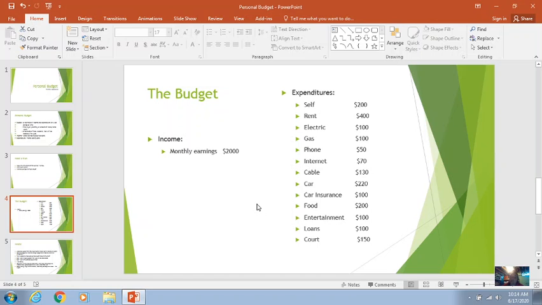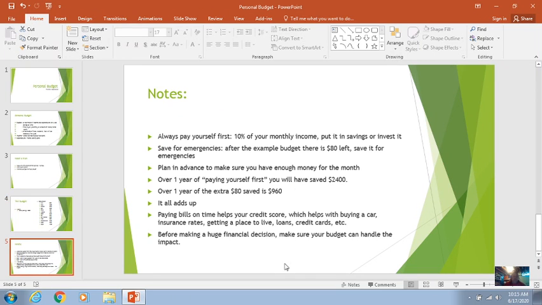Loans, maybe I have student loans or a different type of a loan that I have to pay off, or any kind of court costs. So make sure that you have everything that you need to pay out listed and how much you need to pay on that. That was a budget. It's pretty simple. I take what I've earned and I subtract all of the things that I need to pay out of it. And at the end, I may have something left over. Maybe I'll break even. So at the very end of that budget, I had $80 left over.